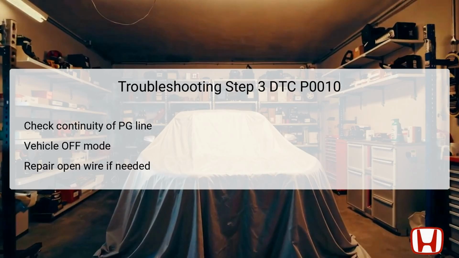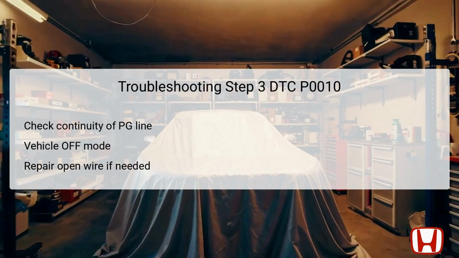Keeping the vehicle in the off mode, check for continuity between the two test points located as follows. Test point 1 is the VTC Oil Control Solenoid Valve A connector pin 2, while test point 2 connects to the vehicle's body ground. This continuity check ensures that the PG line is intact and able to provide a reliable ground for the solenoid operation.